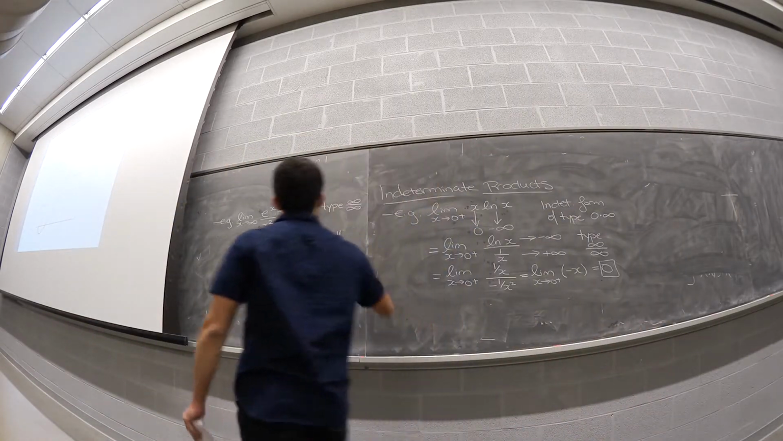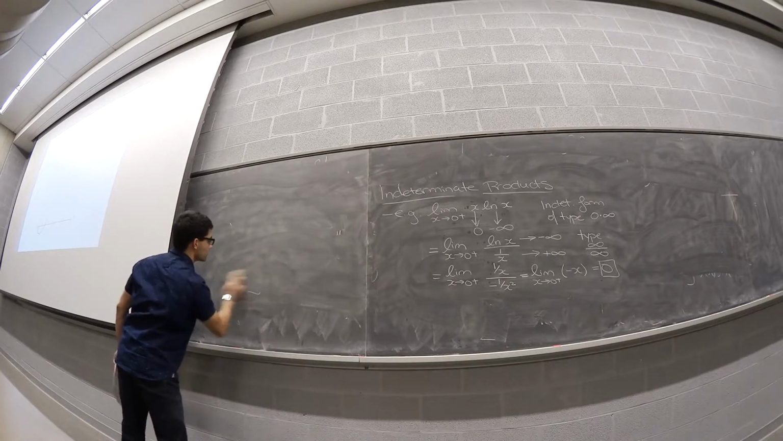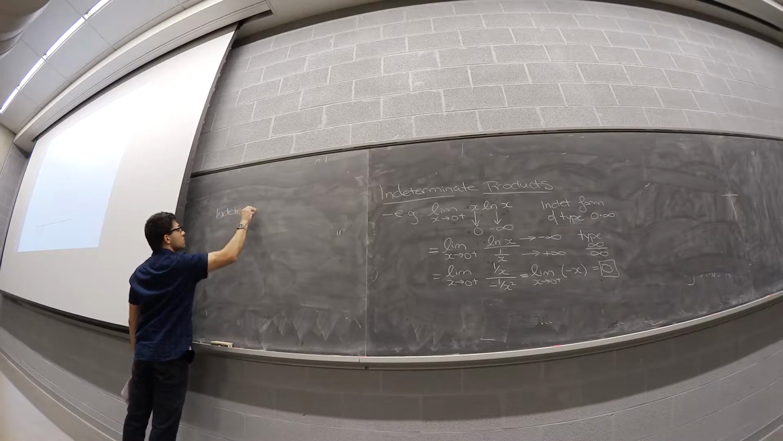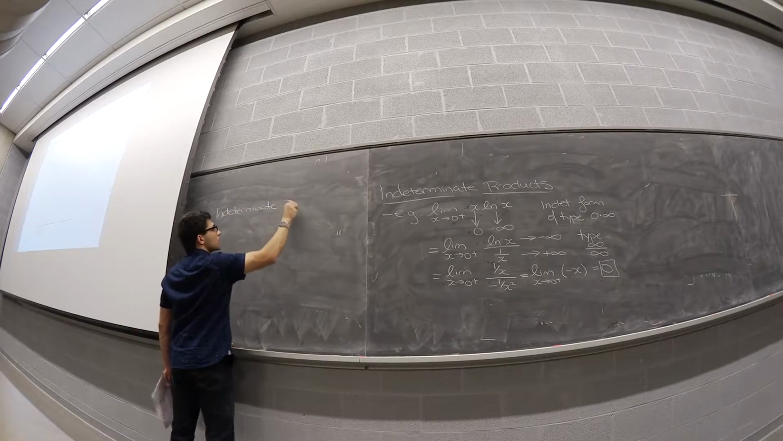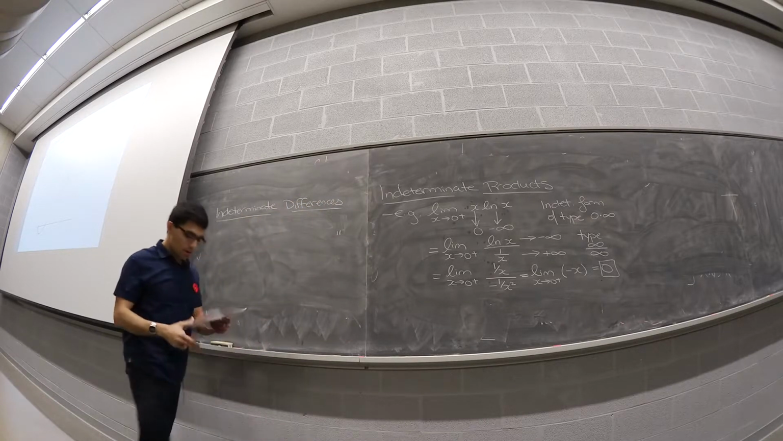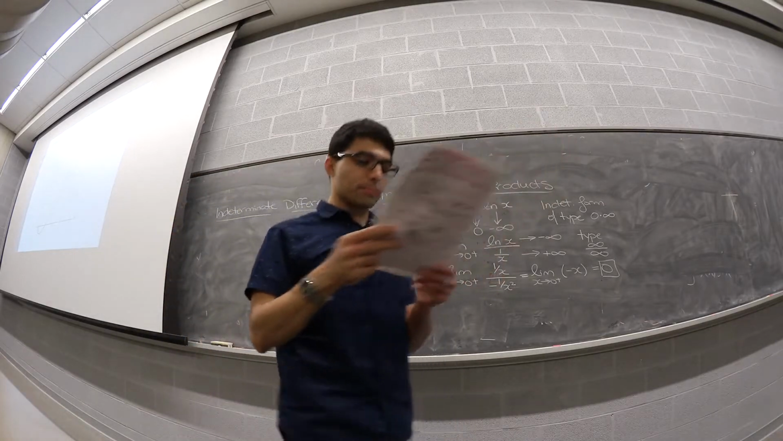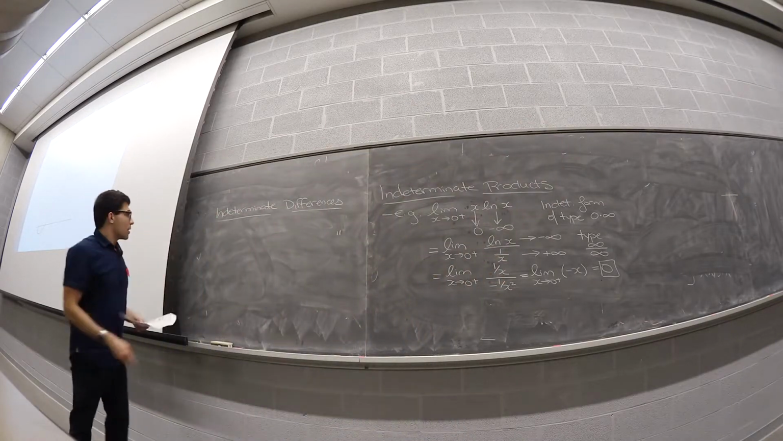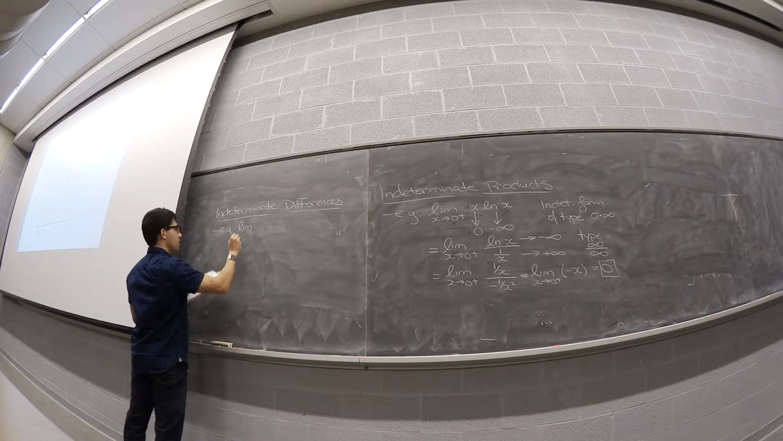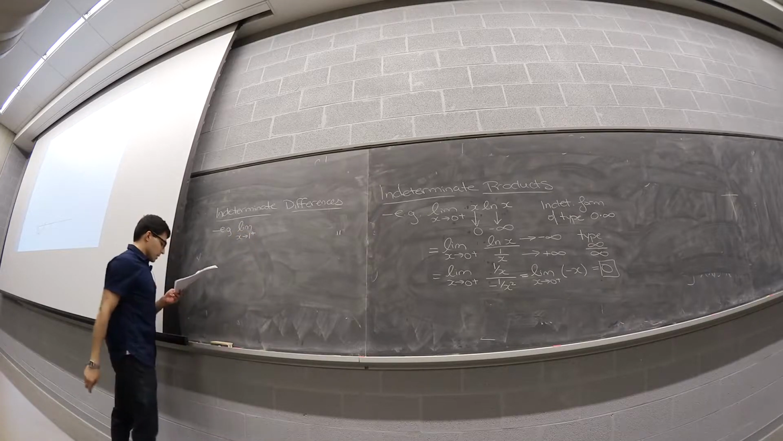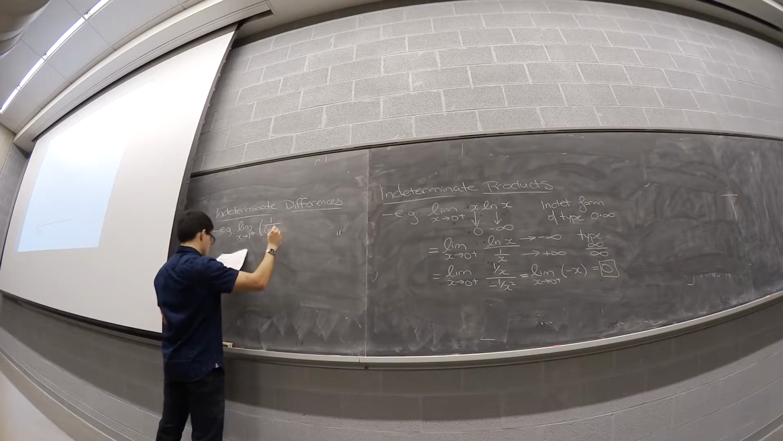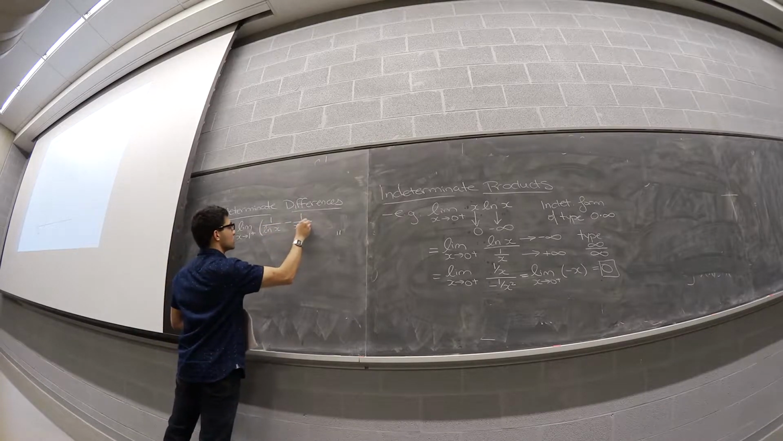Okay, indeterminate differences. And this is the last thing we'll do. There's also powers, but we're not doing that. If you're interested, tell me. Okay, our example is this. Very painless example. Limit as x approaches 1 from the right of 1 over ln x minus 1 over x minus 1.